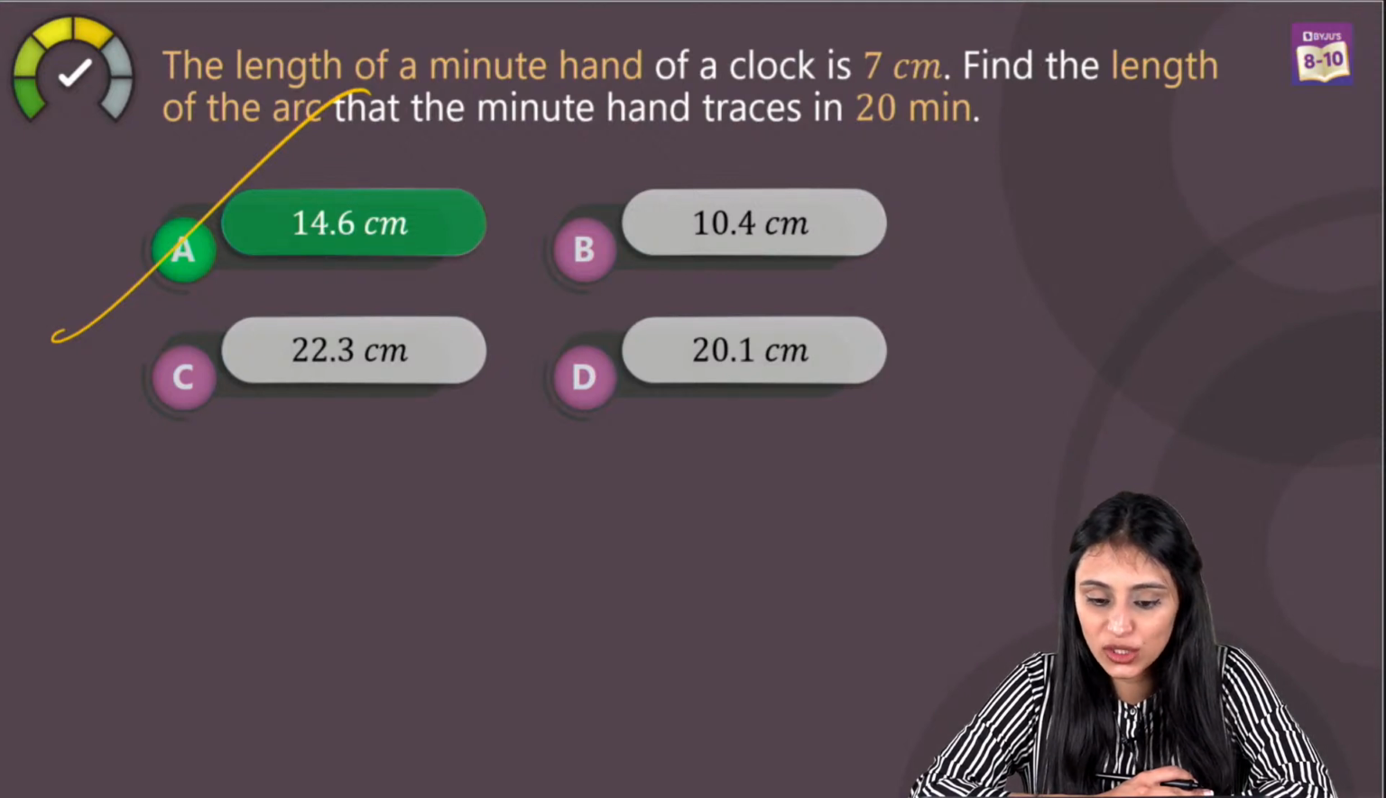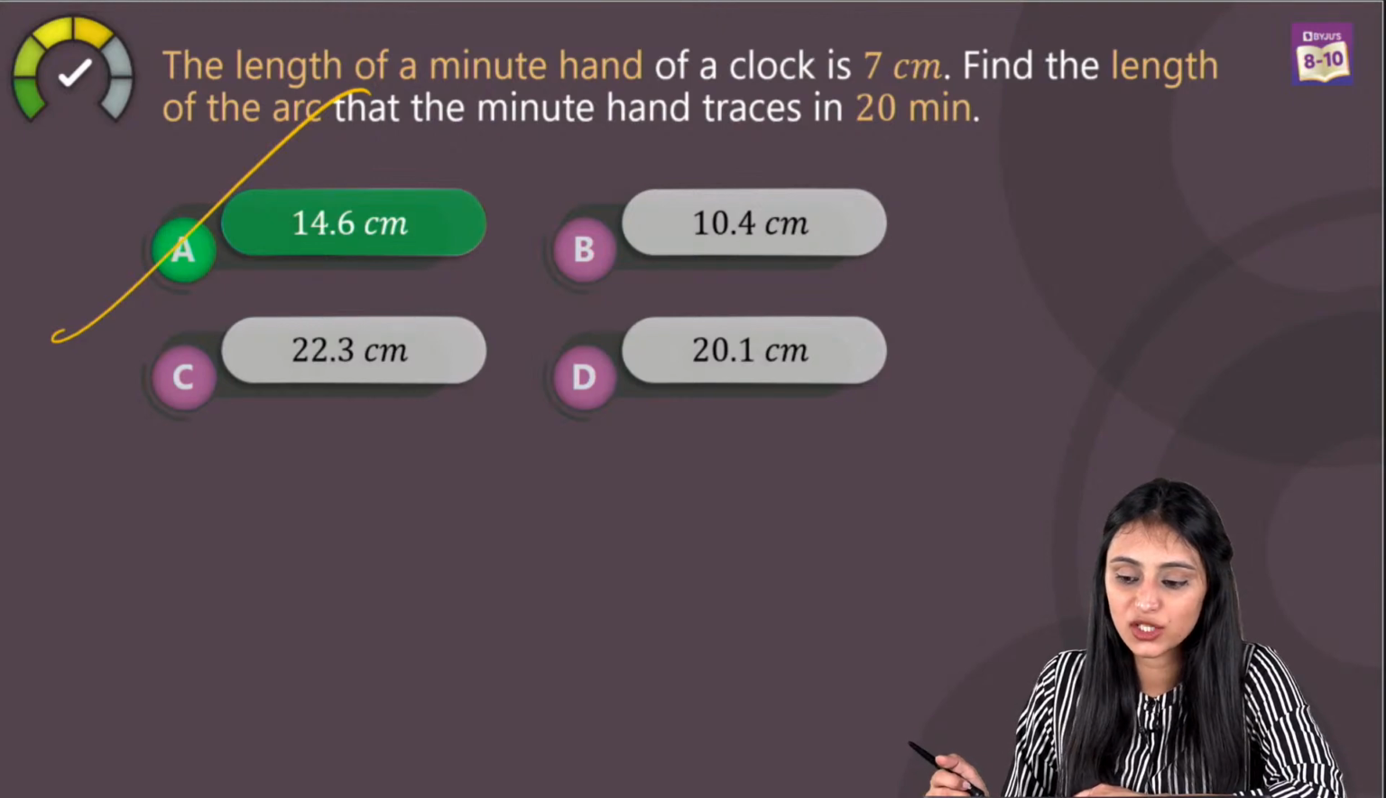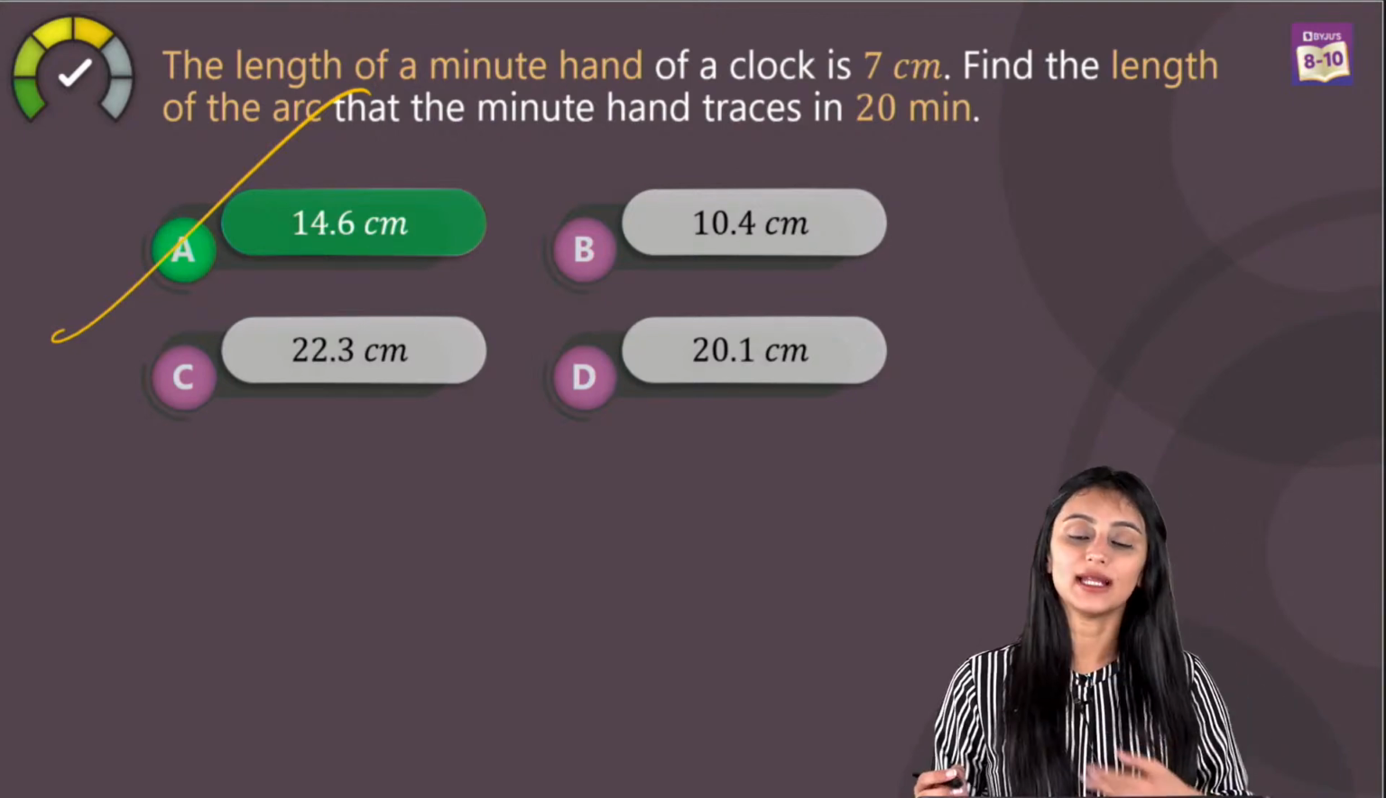Yes, Shreya, option A. Simran, Sohan, Sahil, Hari, Umama, 14.6, Sabarish, option A. Absolutely, 14.6 centimeter. Yes, Prayag, Liresh, Tejaswini. Yes, that's the right answer for this question.